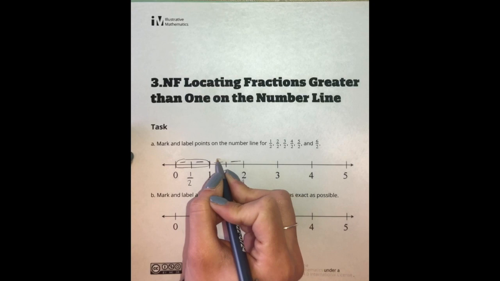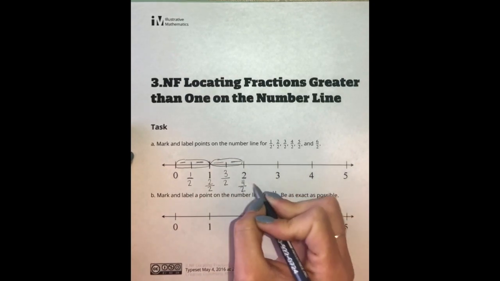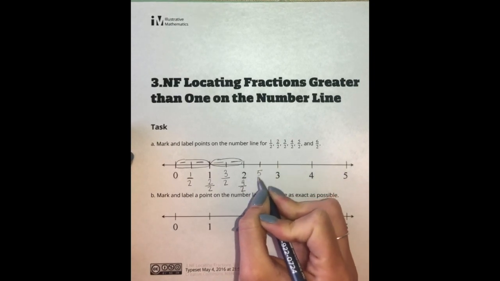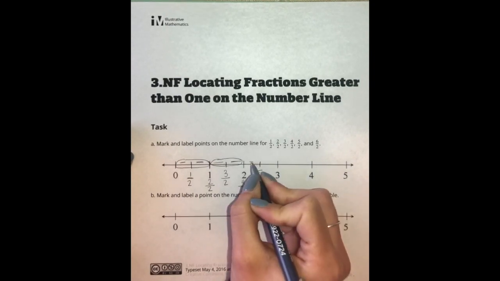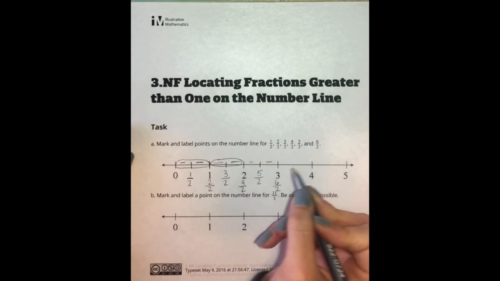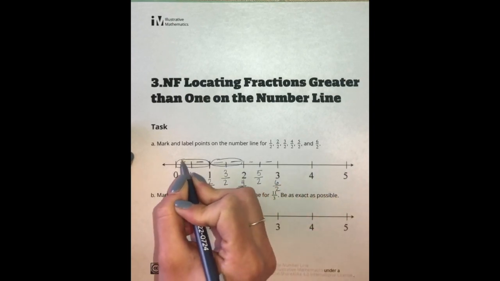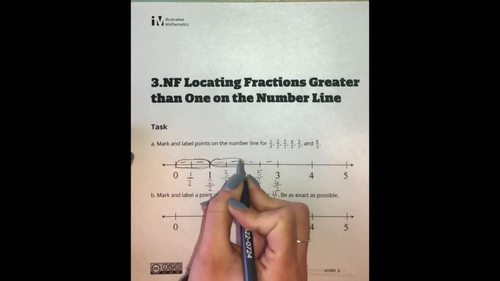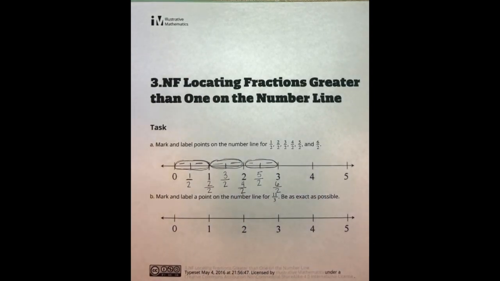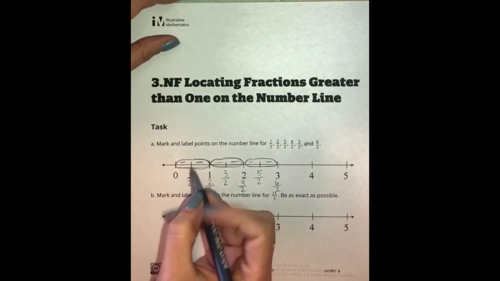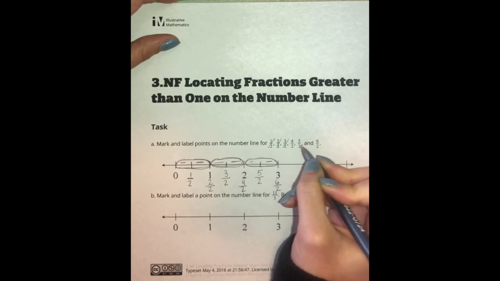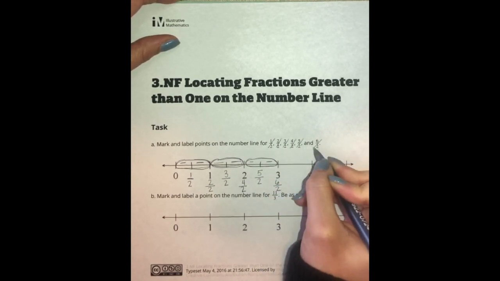So now I have 2 wholes. And then 4 halves, and then another half would be 5 halves. And then another half would be 6 halves. So that's when I have 1, 2, 3 whole blocks, but it's broken up into half. So I have labeled 1/2, 2 halves, 3 halves, 4 halves, 5 halves, and 6 halves.